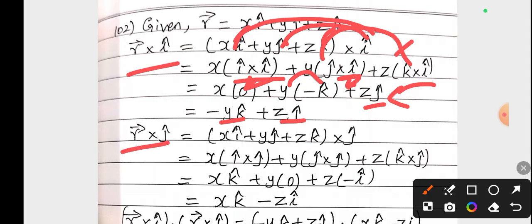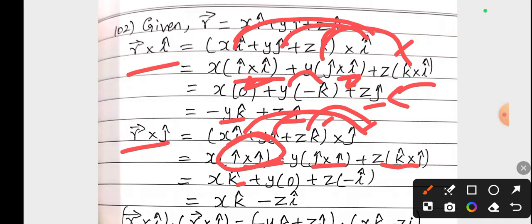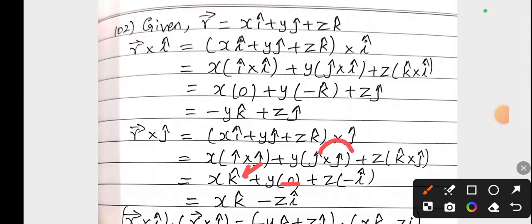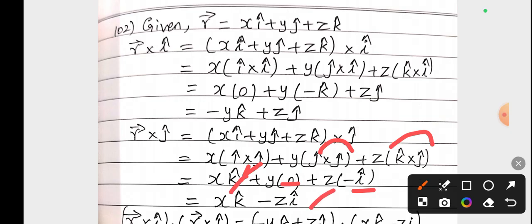Then do r vector cross j vector. So xi cap plus yj cap plus zk cap, cross j cap. So x into i cap cross j cap, plus y into j cap cross j cap, plus z into k cap cross j cap. We know i cap cross i cap is 0. i cap cross j cap is k cap. j cross j is 0. k cross j will be minus i. So we get xk cap minus zi cap.